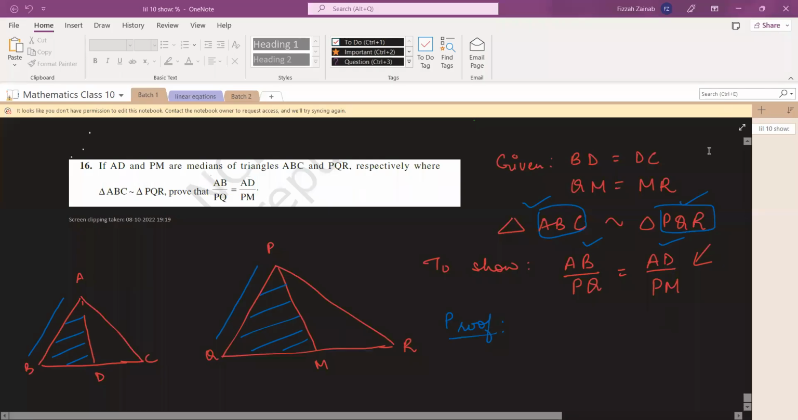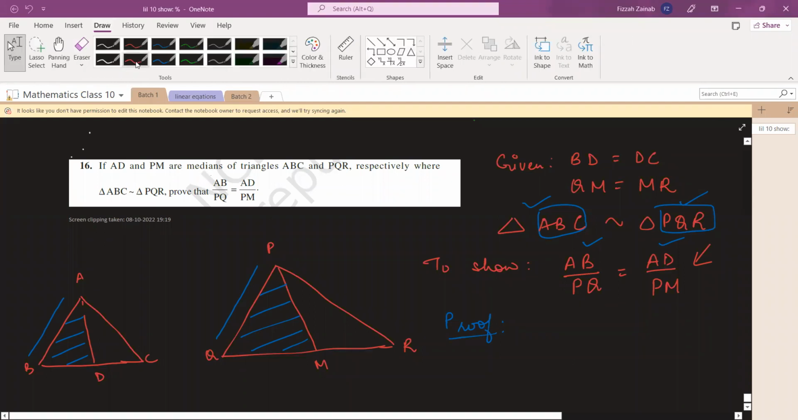Oh, one minute. I'm just reopening my window. I hope it's visible now. Yes, ma'am, it's visible. Okay.